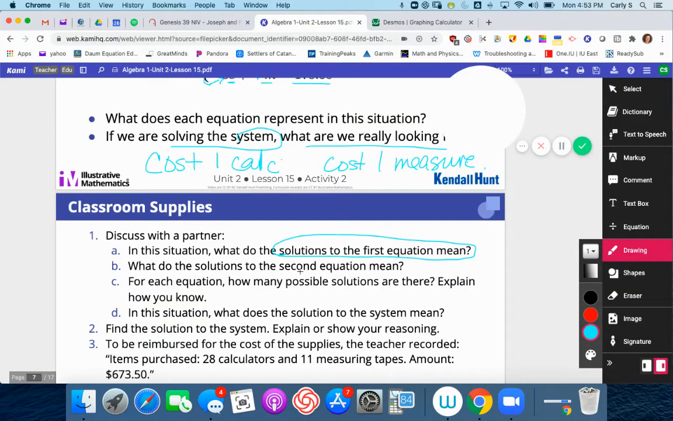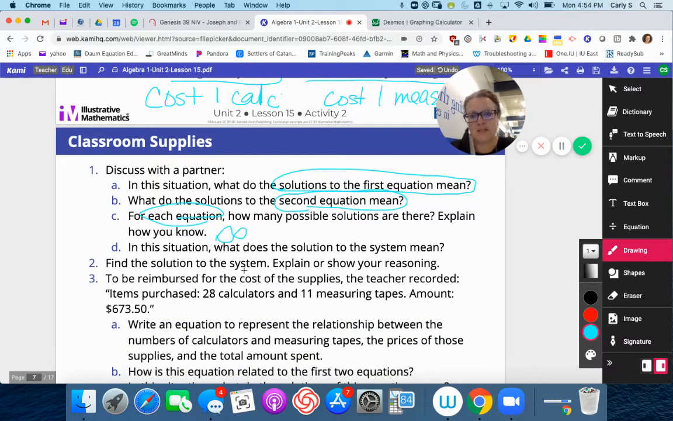So we said solutions to the second equation are any solutions that only make the second equation true. For each equation, how many possible solutions are there? For each separate equation, there are infinite solutions. Well, not infinite, it's dollars and cents. So lots of options of dollars and cents that make each separate equation true. Now, the solution to the system is where they cross.